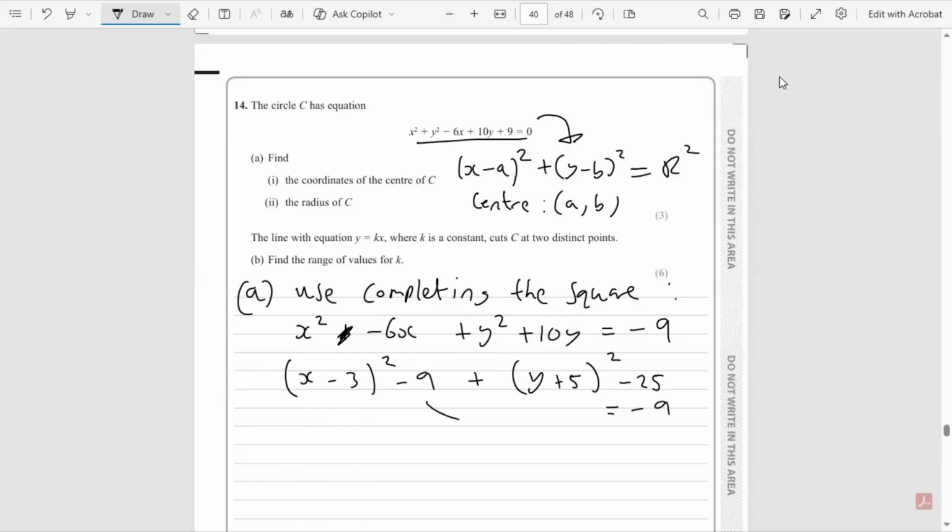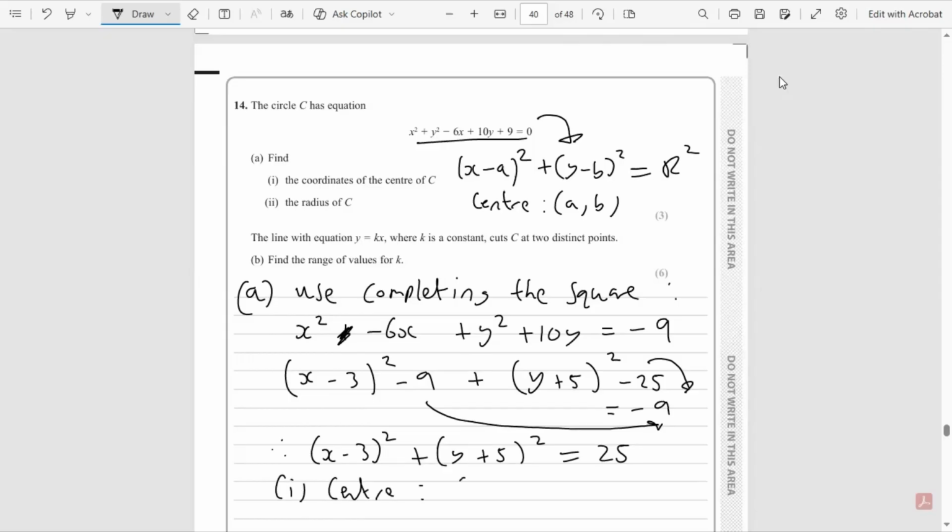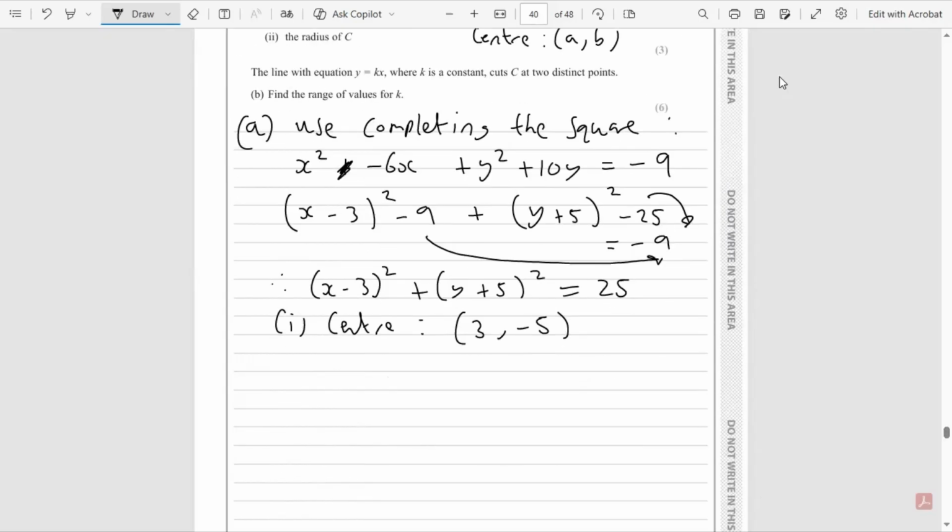So then we can add over the 9 to that side, and obviously 9 take away 9 is 0. And then add over the 25. So this leads us to (x minus 3) all squared plus (y plus 5) all squared is equal to 25. So what would the center for this circle be? Well, the center is going to be (3, minus 5). So remember, you negate the constants in the brackets to get your center. And then the radius is just going to be the square root of the 25, which would be 5. And that is our answer to part A.